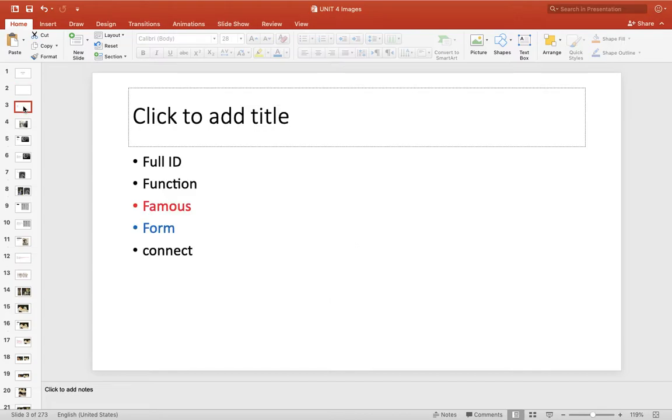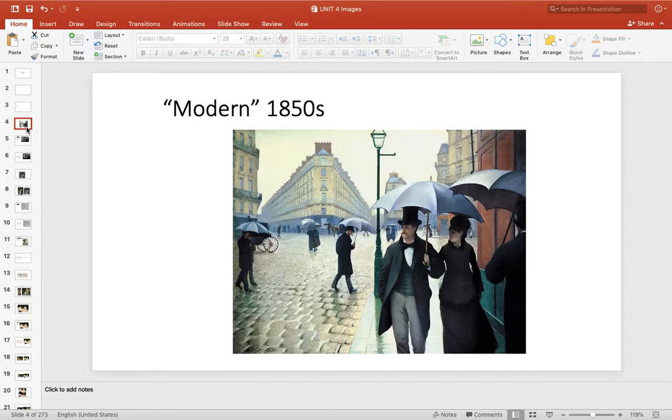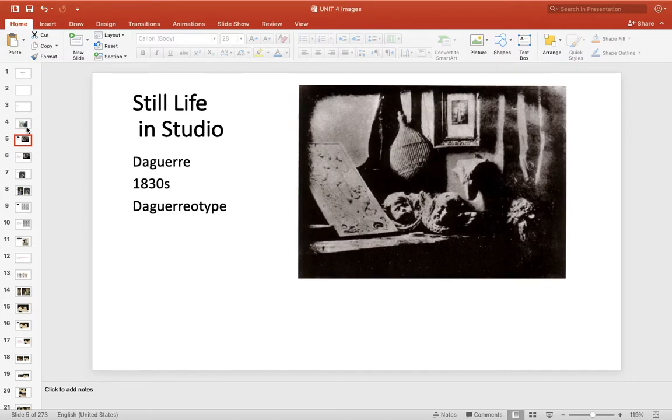And just a reminder, first thing through, get a grip on all the images. You want a full ID, the function, what it's famous for in red, something about the form in blue, and a connection. All right, we're going to go to the modern after about 1850s. Got still life in studio.